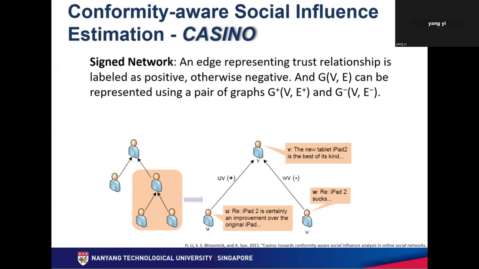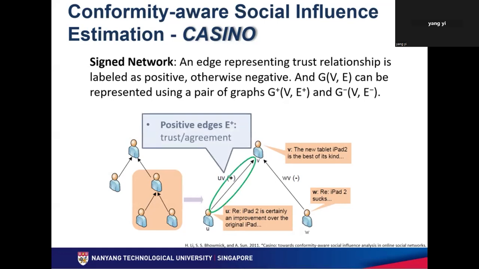For both influence and conformity, the intuition can be found from the edge or the mark, a label of the edge. So we can label each edge first using positive or negative signs to see whether a user agrees or disagrees with his peers. Now, if there exists such agreement from user U to V, we can see it is a sign of trust between U and V.